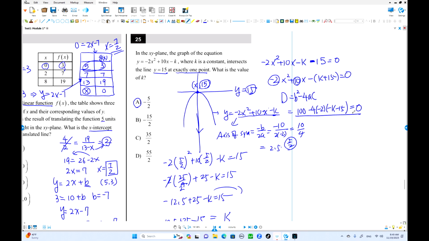So we're going to solve this one. 100 plus 8 times the quantity negative k minus 50 equals 0. So I'm going to move to the right. Equals what? 8 times k plus 50. Okay? This is what? 8k plus 120. That is 100. So 8k equals 100 minus 120. So k equals negative 2.5. Okay? That's the same thing.